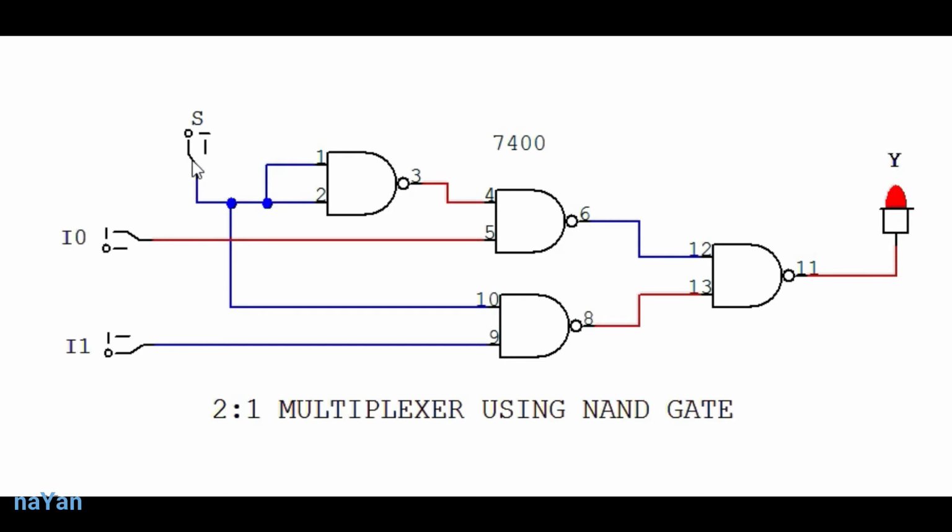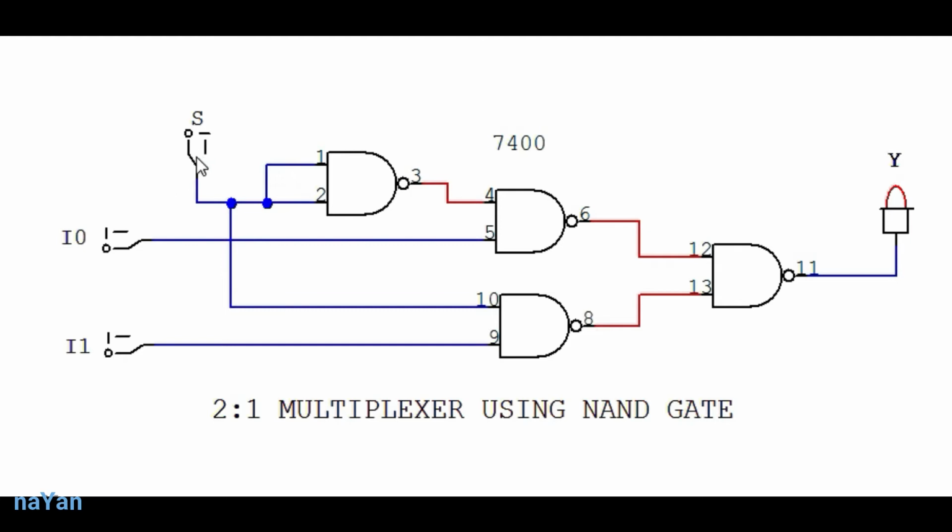When I0 is 1, then we get 1 at output. Now, at this time, if we change a value of I1, it will not affect at output. So I am changing value of I1, the value of output is not changing as I0 line is selected.